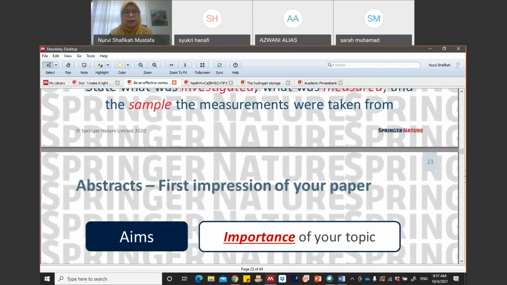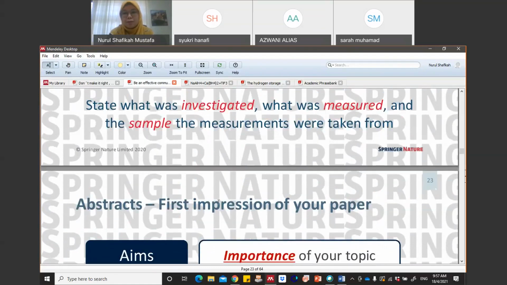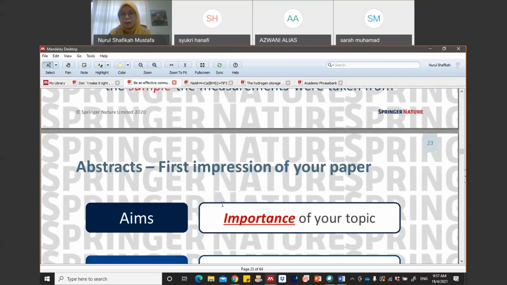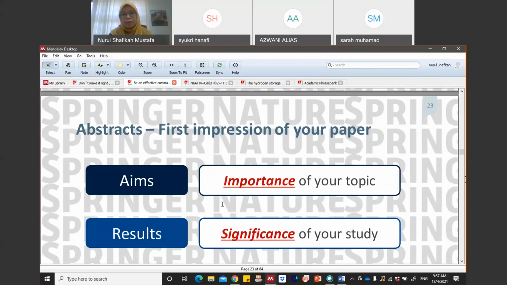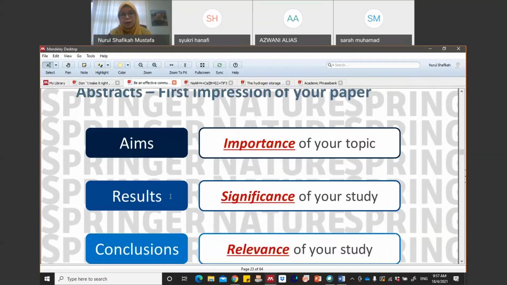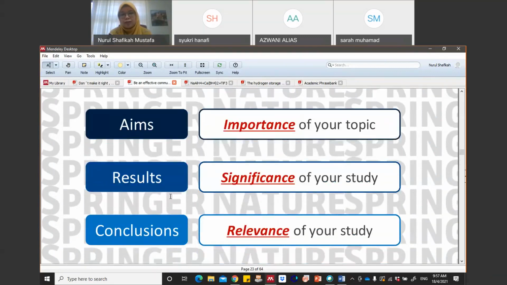Okay, after that, your abstract: the first impression of your paper. The abstract is the first impression because it contains the executive summary, just like a summary of your whole paper. So the most important, you must have the aims. What is the importance of your topic? And then result, significance of your study, conclusion, relevance of your study.